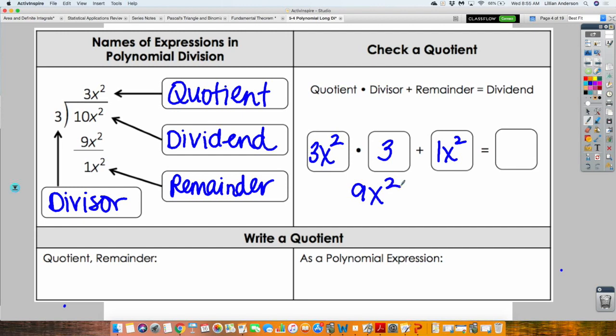What's 3x squared times 3? And what's 9x squared plus 1x squared? 10x squared. Okay? Questions?